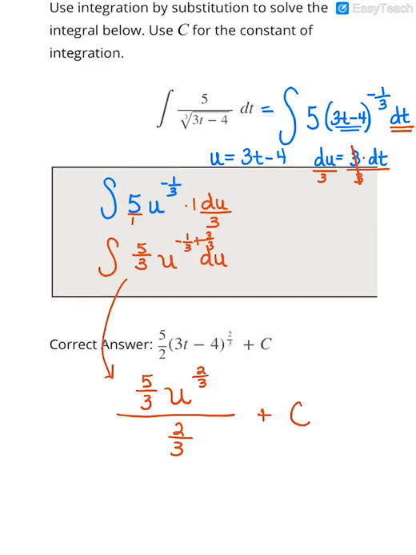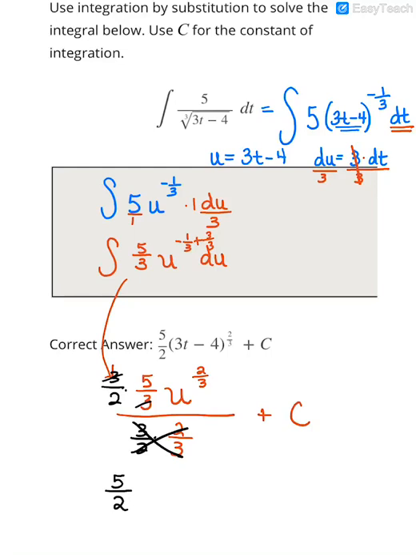Now, dealing with these fractions, dividing by 2/3 would be the same as multiplying by the reciprocal 3/2. That's what would actually cancel it off the bottom to bring it to the top. So you'll notice the 3's wipe each other out, so we're left with 5/2.